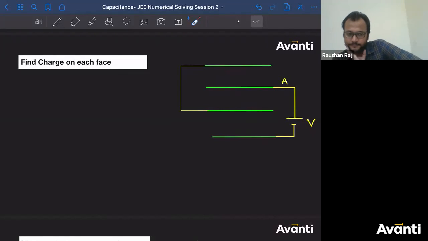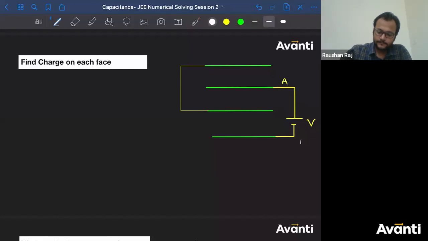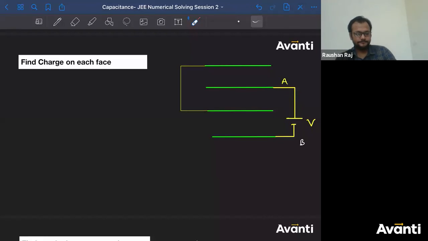First, draw the circuit. Then try to get whether you know the potential differences across the capacitors or not. Come on, quickly answer. This is B. The battery is connected here, this is B. How does it matter whether I haven't mentioned A or B? Even if I don't give A or B, it doesn't matter. Potential difference is given to you, right?